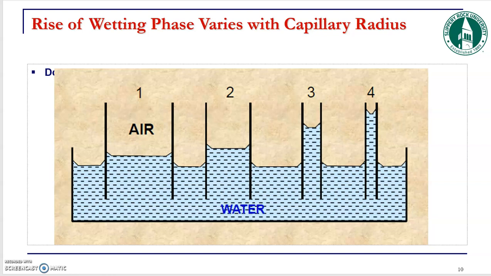Okay, now consider that you have a vertical reservoir. At the bottom you have water, right? And then the water will rise through these small pores with different proportionality, right? The smaller the pore radius, the higher the height of the water in those pores.